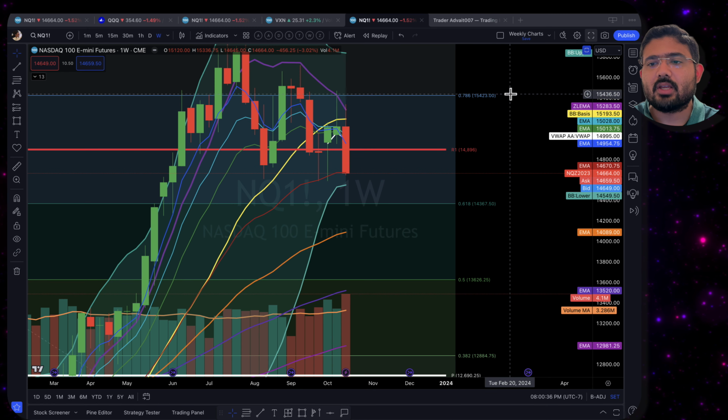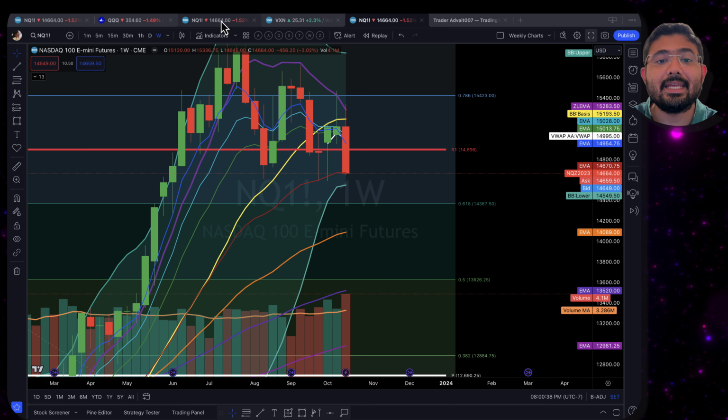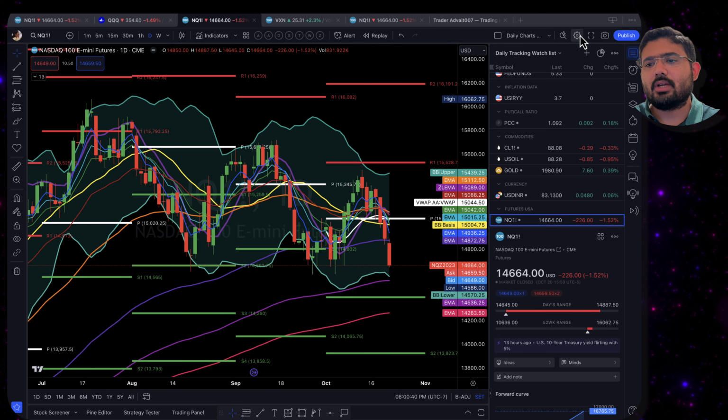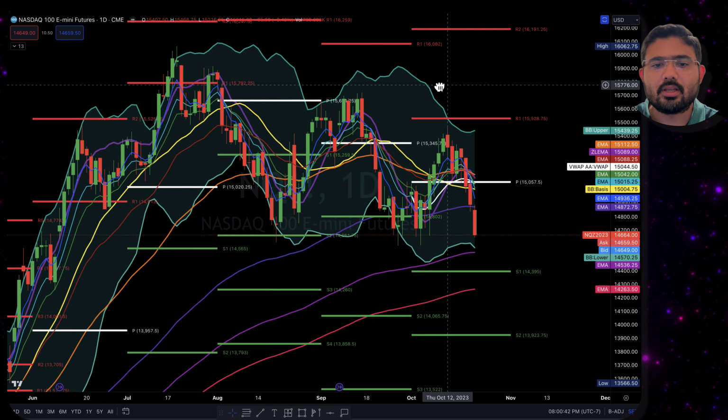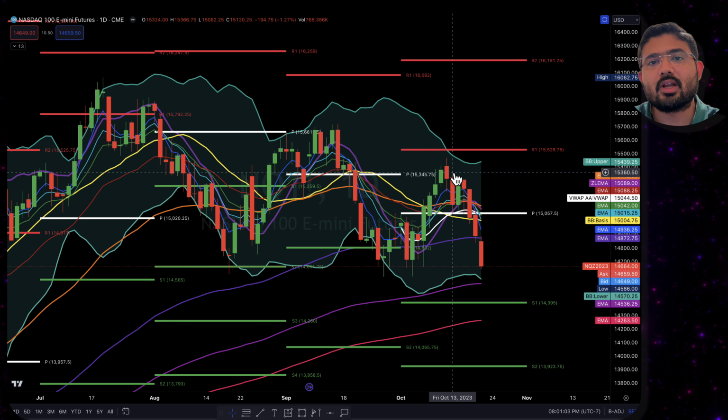So now let's go to the daily analysis. So in the daily analysis over here, as you can see, the first observation that I have is we are making constant lower highs. So what do I mean over here? This is the high, this is the lower high, again over here lower high, again over here lower high.